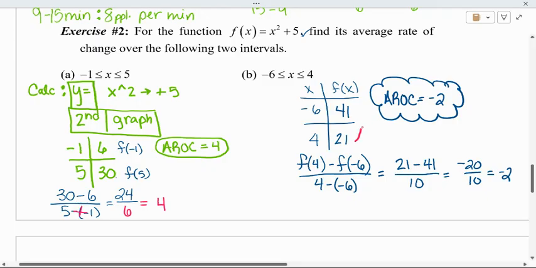What did I do here? I took this minus this. I took this number minus this number. That's what I'm doing. Okay, let's do it again. We're going to do example number 3.